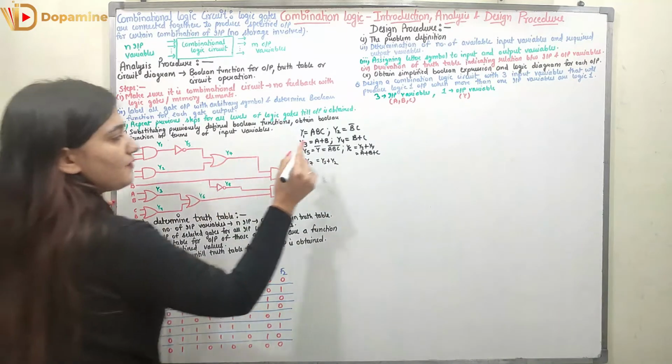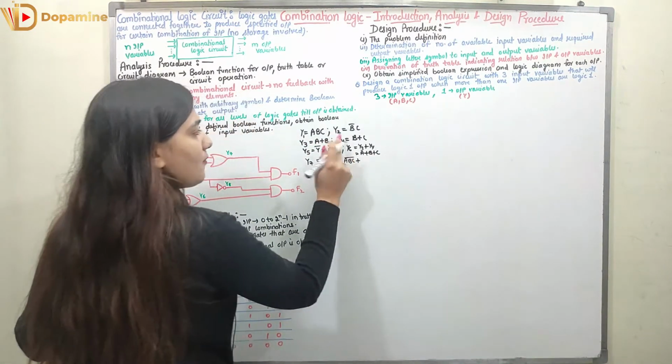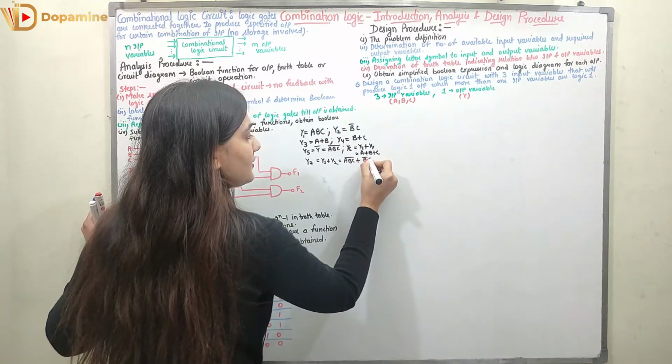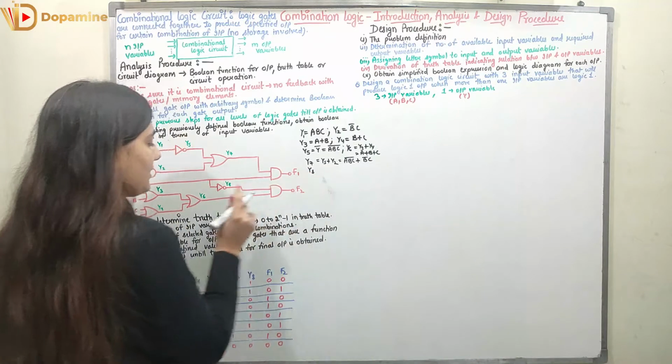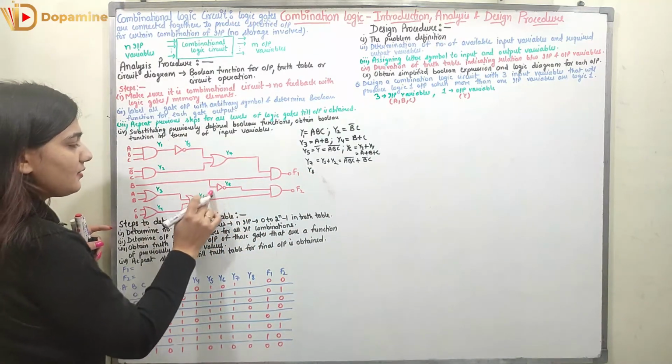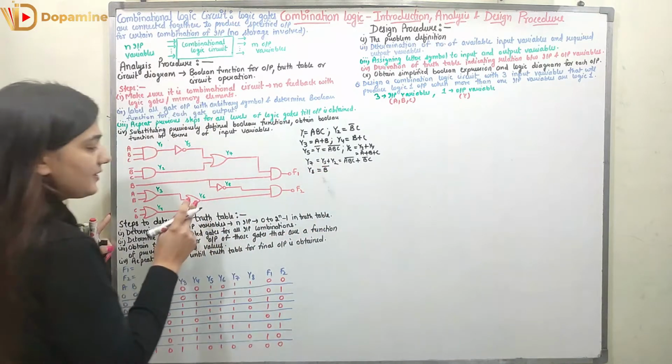What is Y5? We know it is (A, B, C) whole complement. What is Y2? It is B bar C, right? Now we will be finding out Y8. What is Y8? It is the complement of B. So it is B complement directly.